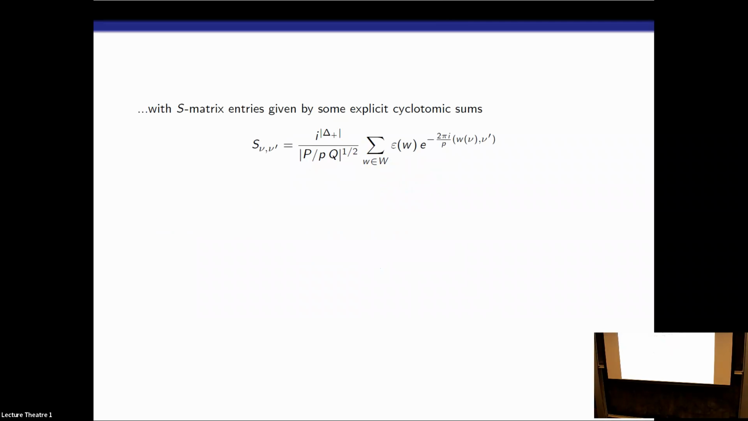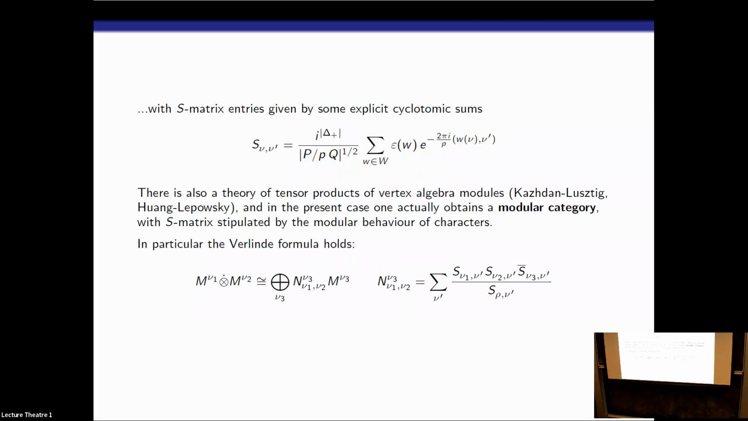And you can explicitly work out the S matrix, again from the Weyl-Kac character formula. And you get this explicit formula here. So some prefactor depends on the rescaled root lattice, and a Weyl group sum. Right? So a sign times some exponentials that depend on the pairing, and you sum over the Weyl group.